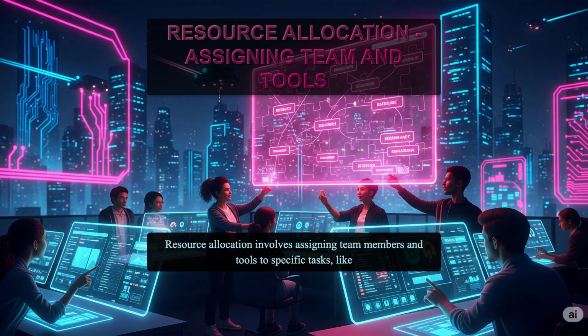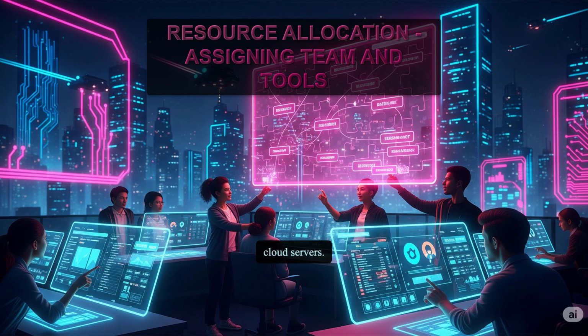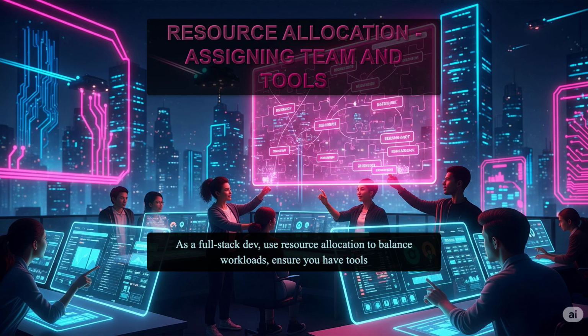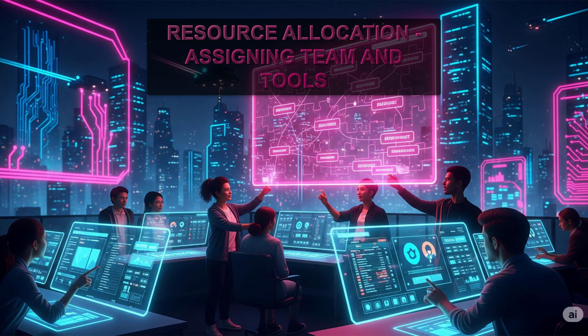Resource allocation involves assigning team members and tools to specific tasks, like designating a senior dev for back-end optimization and a junior for UI tweaks, plus securing cloud servers. Picture a puzzle coming together with each piece in place. As a full-stack dev, use resource allocation to balance workloads, ensure you have tools like Git or Docker ready, and adjust as needs change, optimizing your team's efficiency and project outcome.